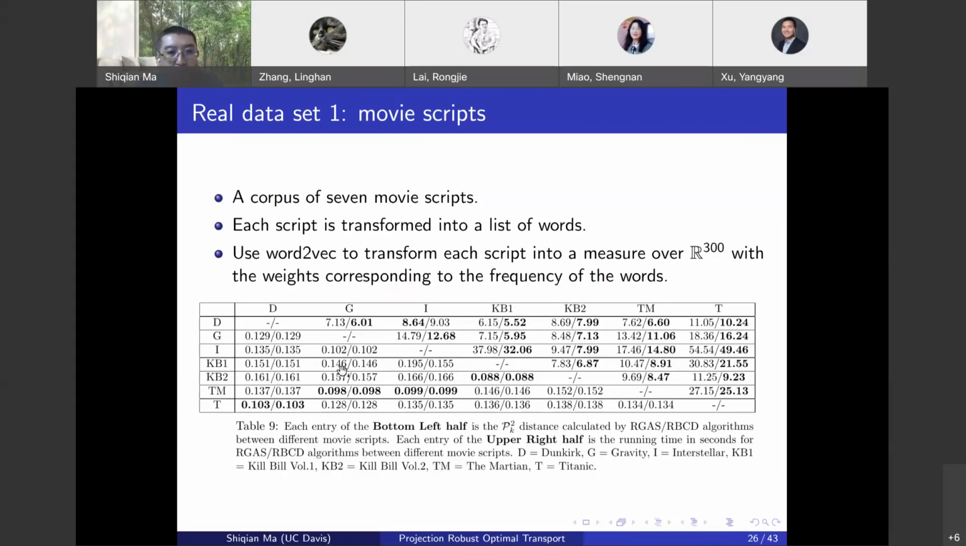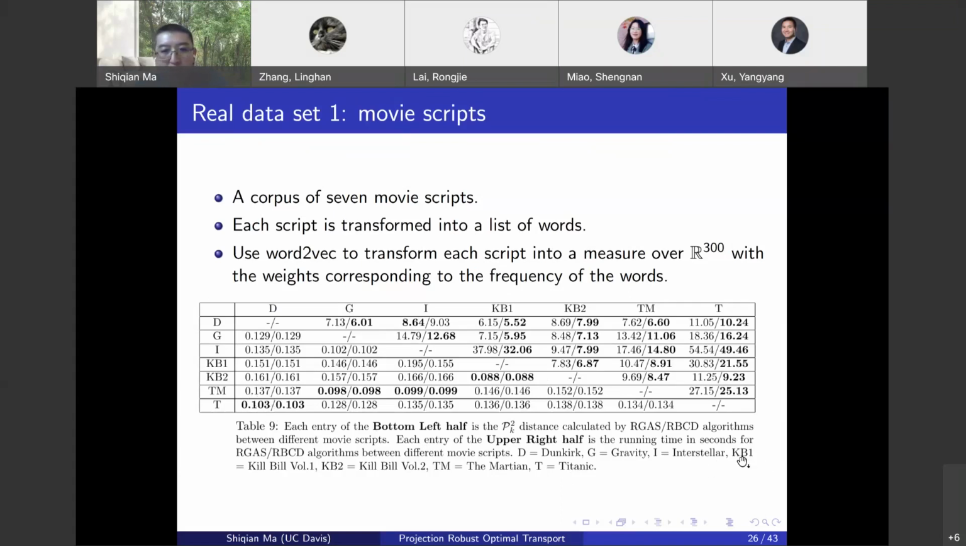Now let's look at what D is and what T is. D is Dunkirk, and T is Titanic. I think this really makes a lot of sense, because we know that these two movies are both about the ocean, right? They're about boats. So you can imagine that in their scripts, they actually share a lot of common words. So if you compute the Wasserstein distance, they are close.